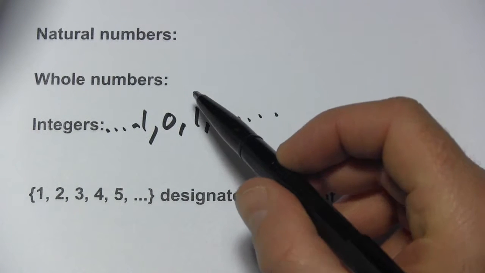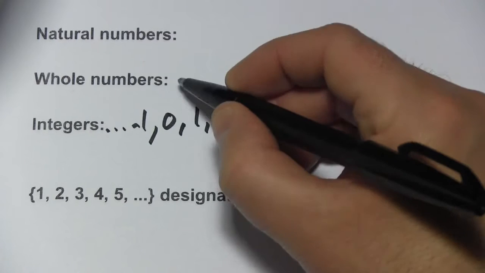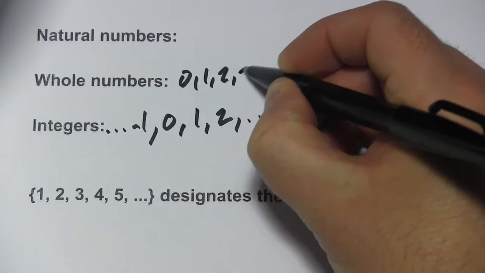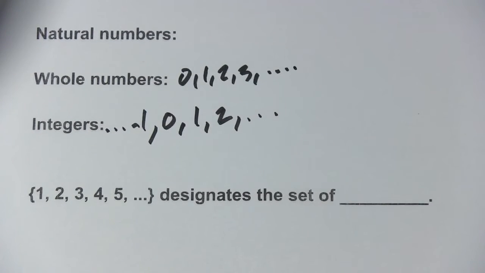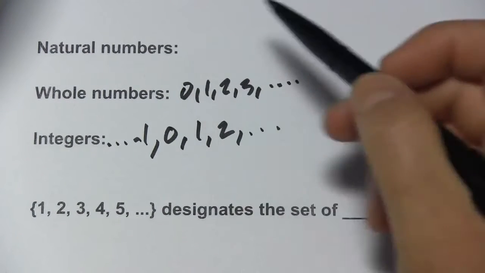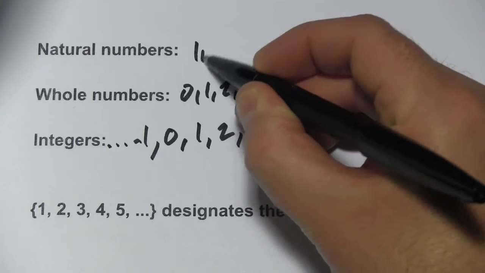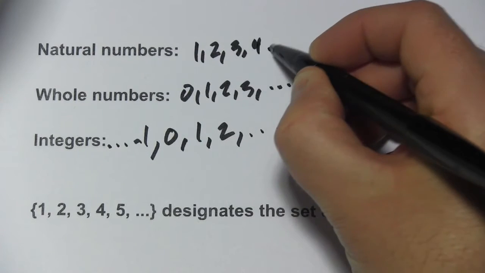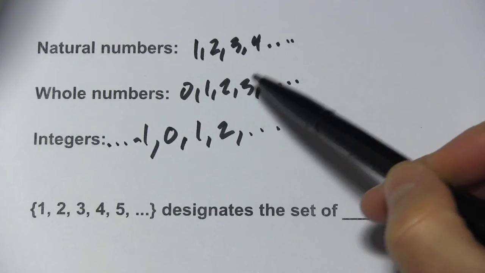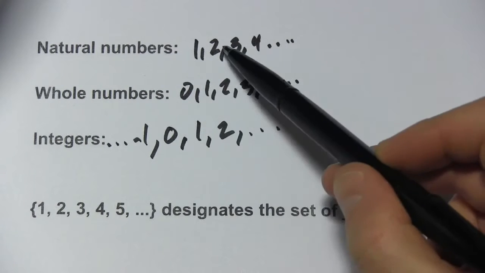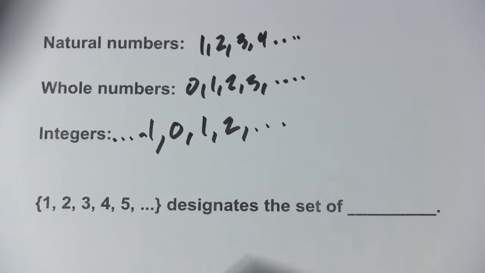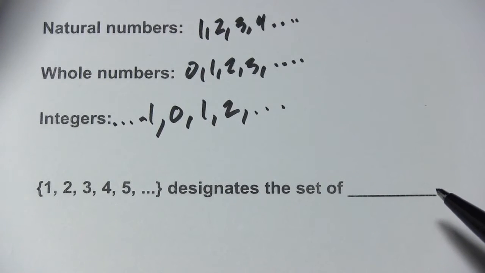Whole numbers leave out the negatives. So it just goes 0, 1, 2, 3, etc. And then finally, natural numbers you can think of as the counting numbers. They leave out the 0. So that's just 1, 2, 3, and on up. So no negatives here or here, 0 here, not here, and none of them have any decimal part.